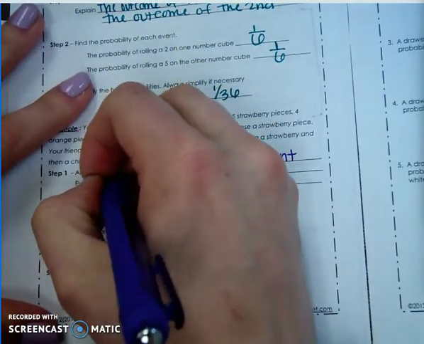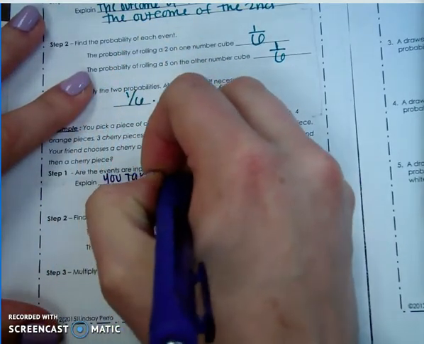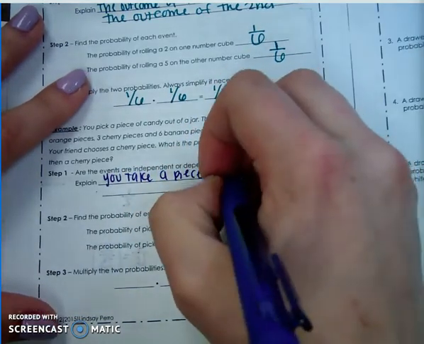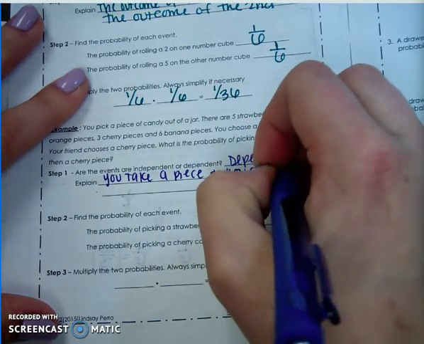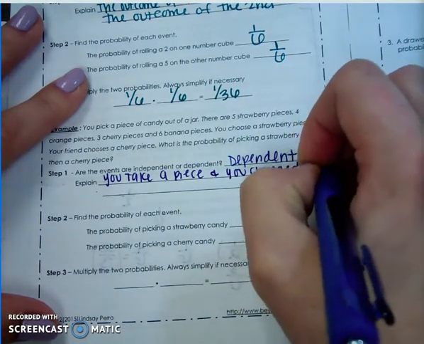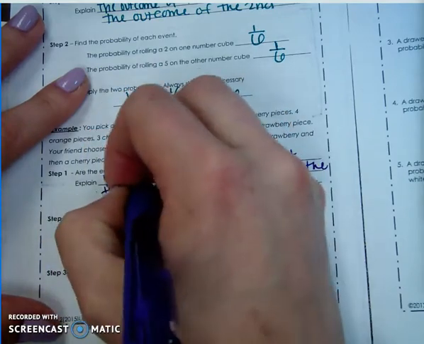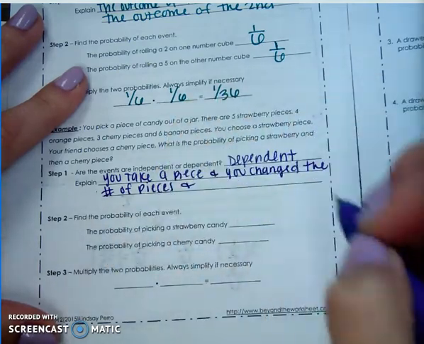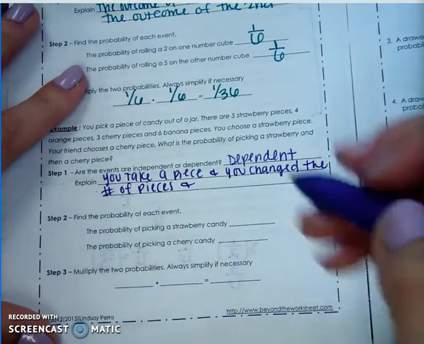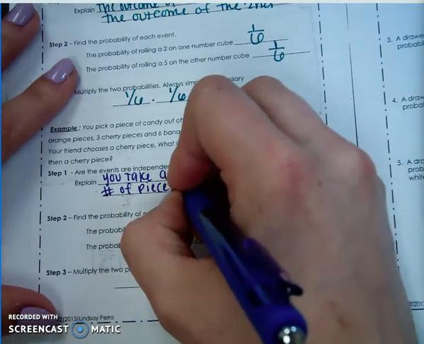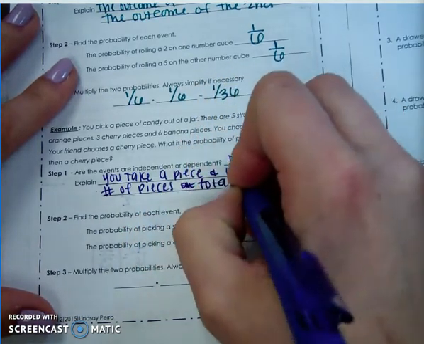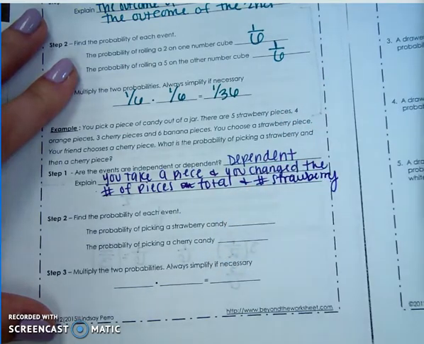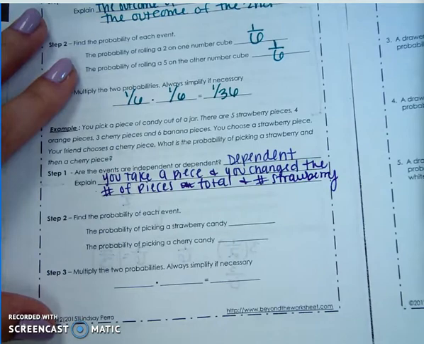Because you choose a piece, you take a piece, and you change the number of total pieces. So you changed her probability of getting a cherry piece. And so you change the number of pieces. Let's write total. And the number of strawberry pieces. So she's not going to probably pick a strawberry piece or have a less likely chance since that probability went down.